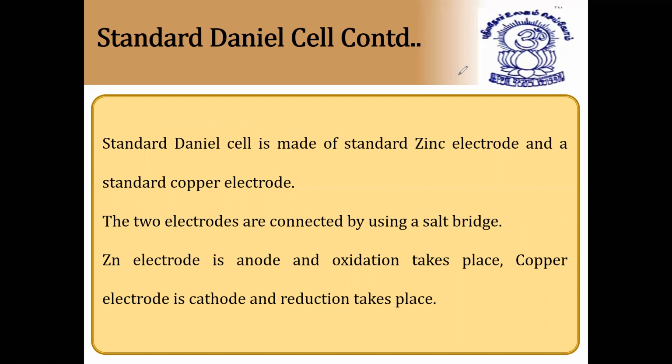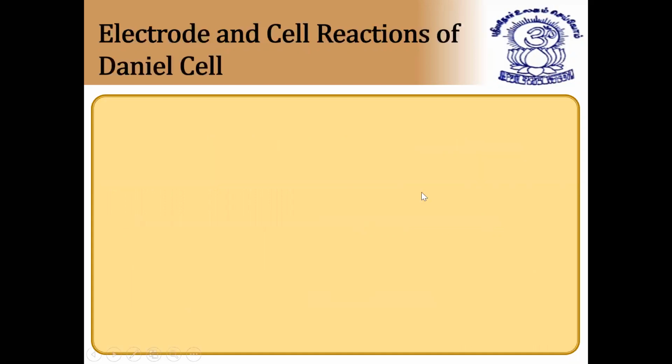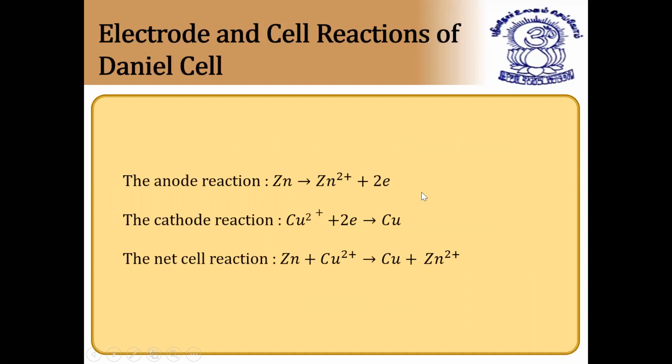So what happens in Daniell cell or electrochemical cell? The two electrodes are connected by using a salt bridge, and at zinc electrode, oxidation takes place, and at copper electrode, reduction takes place. Next. Yes. So what is the anode reaction? Zinc loses two electrons and forms zinc ions. And cathode reaction, copper ions gain two electrons and form copper metal. The net cell reaction is zinc plus Cu2+. This is very, very important. Zinc reacts with copper ions to form copper metal and zinc ions.